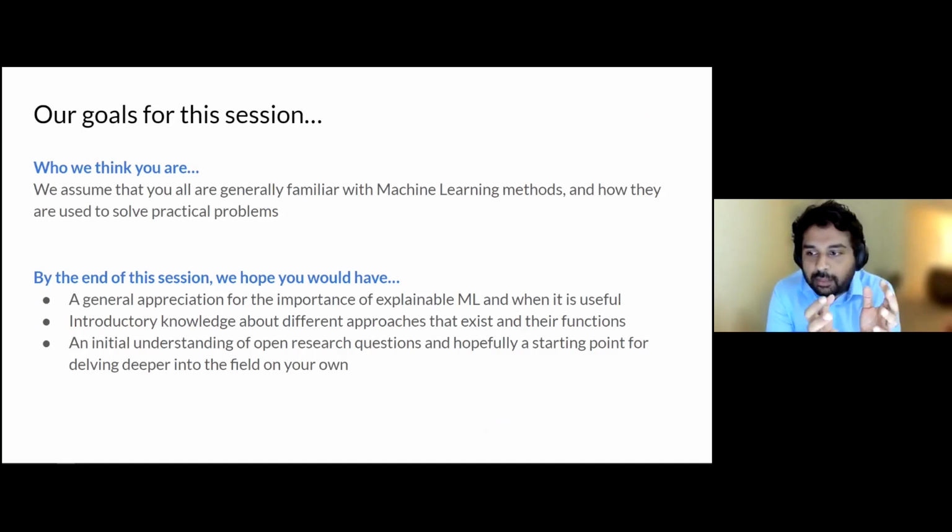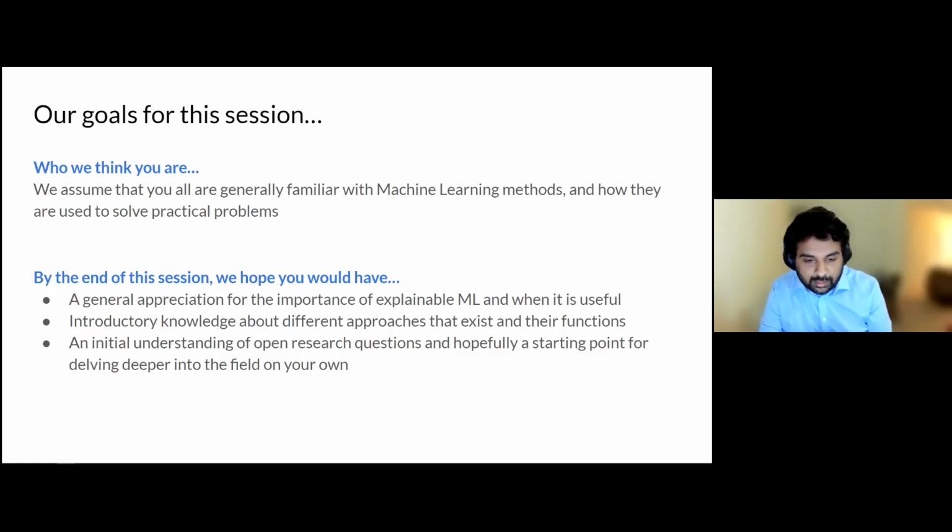And hopefully by the end of this session, if you are coming in with that initial knowledge, we can give you a general appreciation about how important explainable machine learning is, and when and how it can be useful. And hopefully we'll cover different approaches that exist and give you an introduction to them, so that you wouldn't know everything about the methods after this discussion, but you would know the names of the methods and the general approaches, what you can get out of them, and hopefully what to Google. That's the idea.